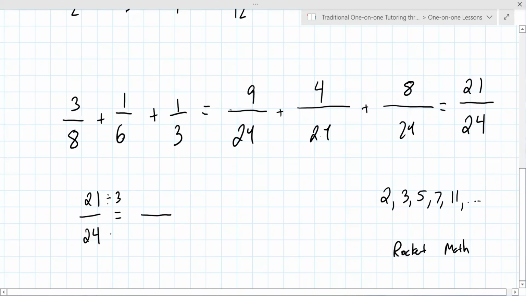But these are actually both divisible by 3. So do you know what 21 divided by 3 is? 24 divided by 3? Okay, so that's 7 and that's 8.